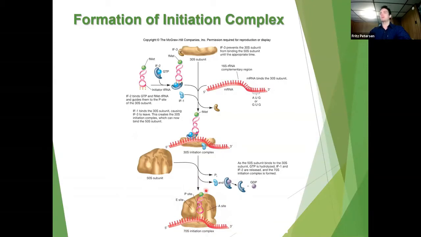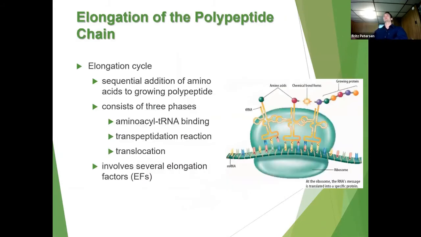Something that I'd like to point out here that I want you to keep in mind are these sites. The A site, the P site, and the E site, these are all sites on your ribosome, which I will be giving you some more detail on in a slide or two. So once this initiation complex has been built, the polypeptide chain formation can start. So this is the elongation of this protein, the amino acid chain over here.